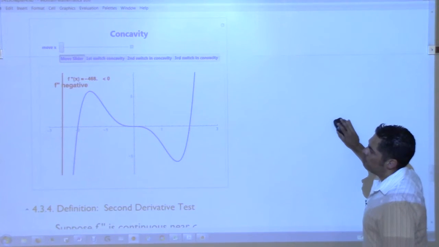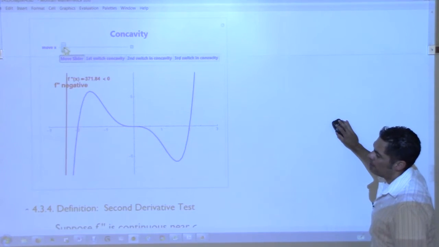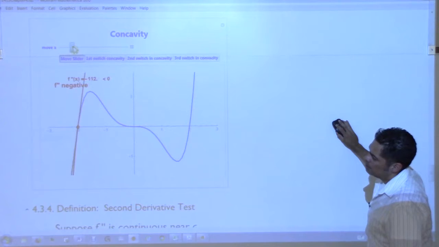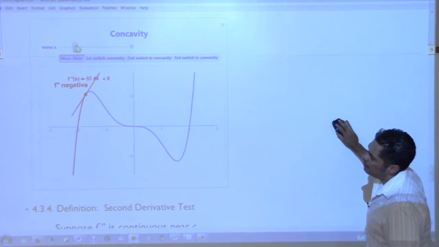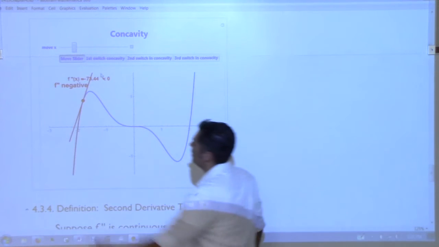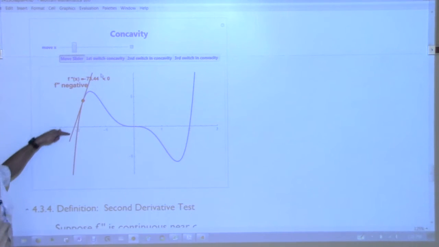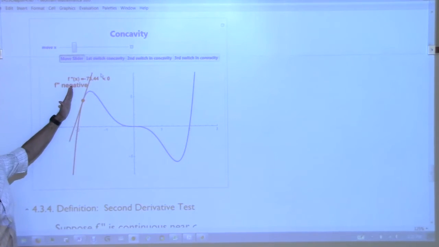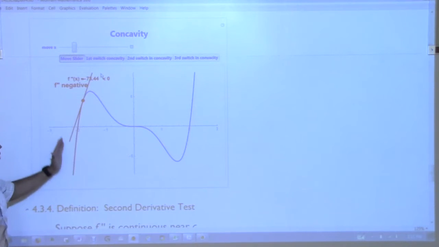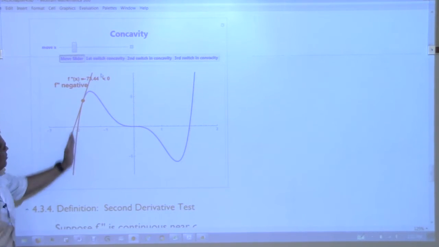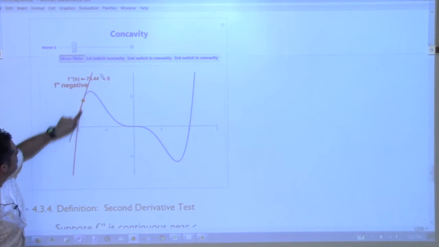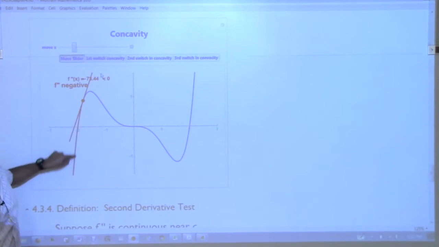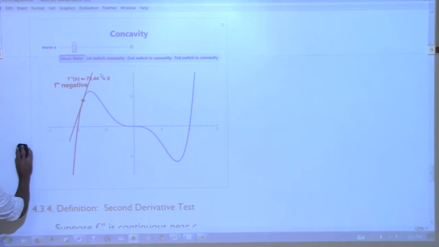As I start to move from the left to the right, the red line that I'm graphing is the first derivative. So we are increasing here, aren't we? But look at the shape of the graph here. Do you see that the shape of the graph looks like part of a frown? So I'm going to keep moving and watch where it switches.